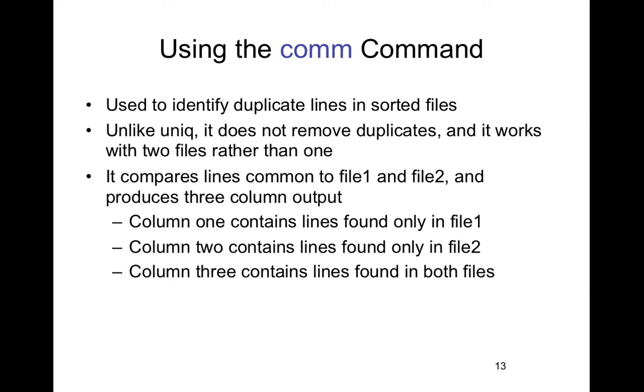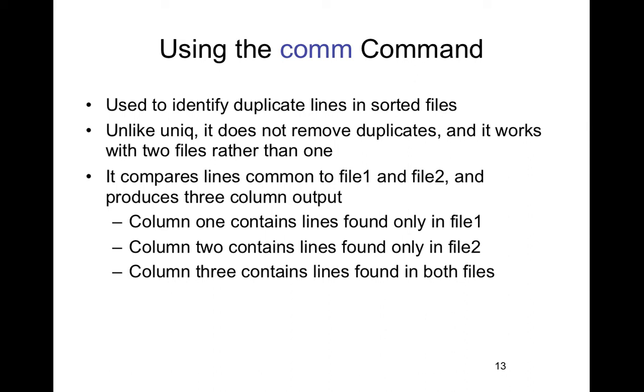Unlike uniq, comm does not remove duplicates. It works with 2 files rather than 1 file. Remember, I've been working on 1 file, and I redirected the output to another file. So I take 2 files and work them together instead of 1 file, then I use compare. And then I can compare the 2. I have to sort them. It compares lines common to file 1 and file 2, and produces a 3-column format. 1, 2, 3 is going to be the differences, or the comparison between them. The third is the lines found in both files. So if I have Bob, Bob, Bob, Larry, Mo, nothing.